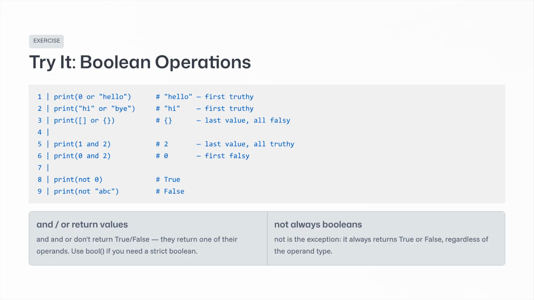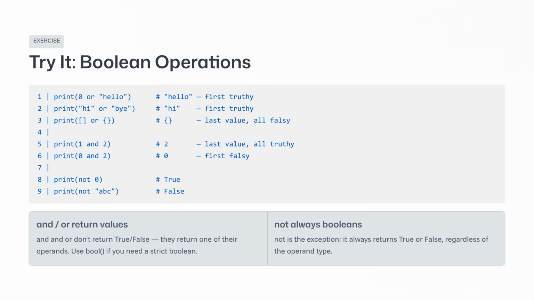Boolean operations in action. Line 1, 0 or hello. 0 is falsy, so we evaluate the right side and return hello. Line 2, hi or bye. Hi is truthy, short circuit, return hi. Line 3, empty list or empty dict. Both falsy, return the last value, the empty dict.